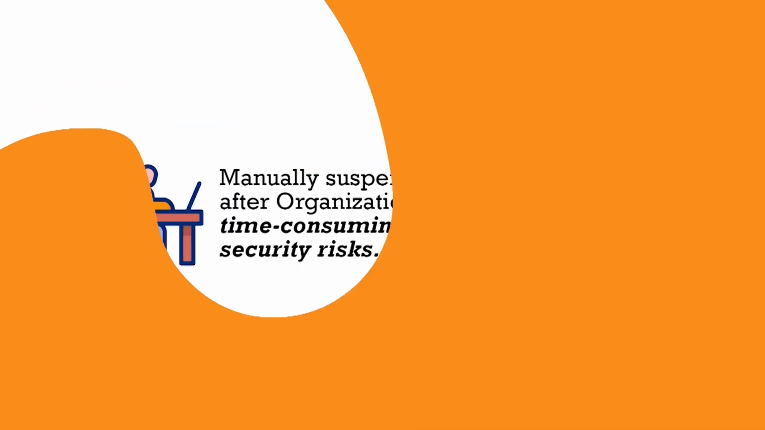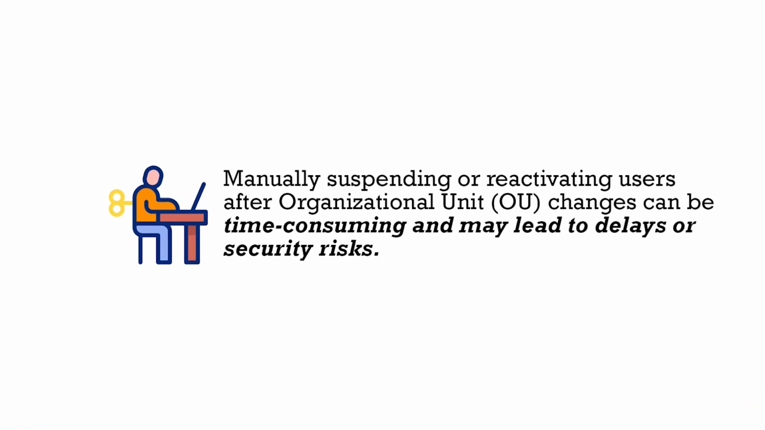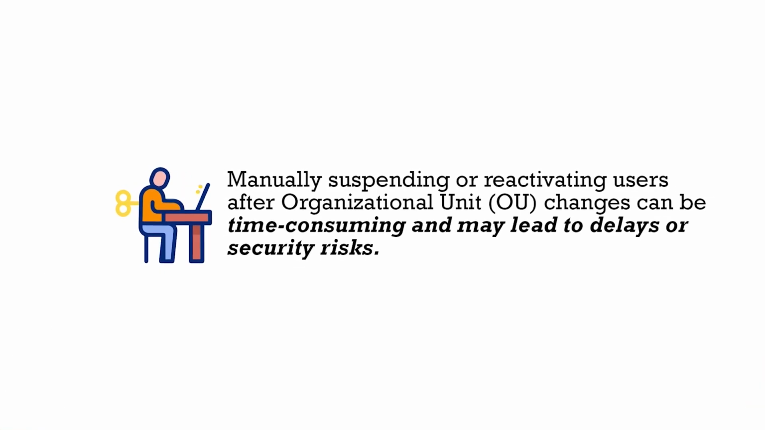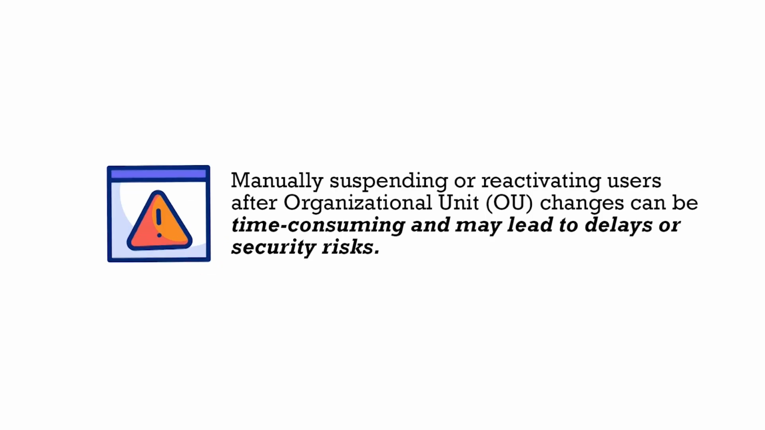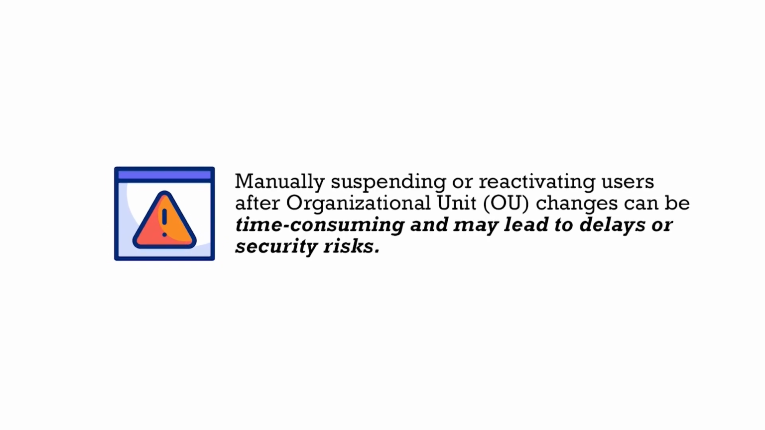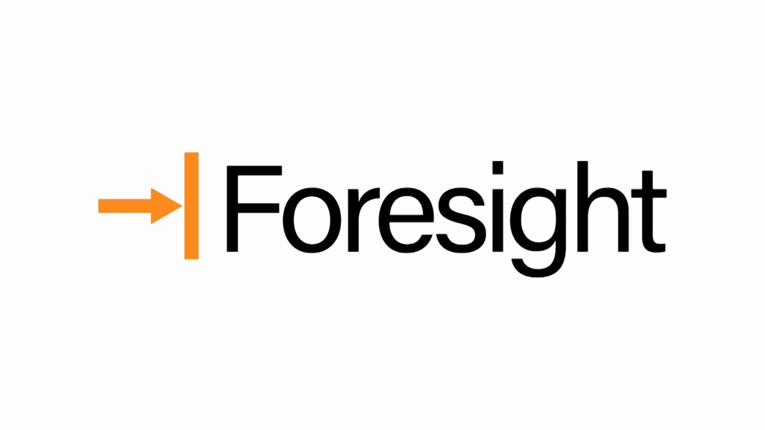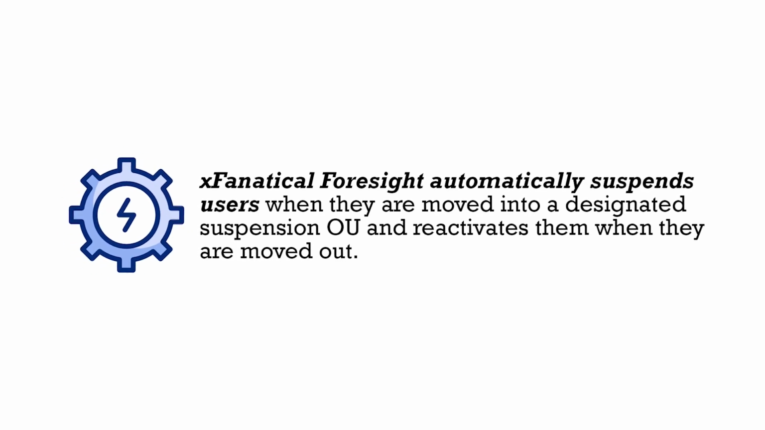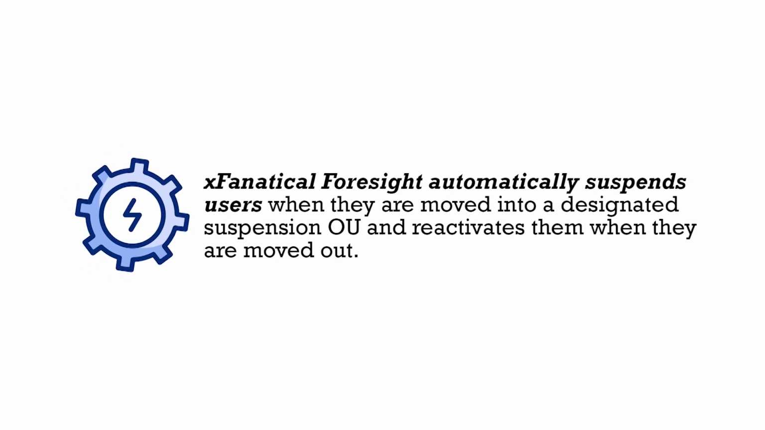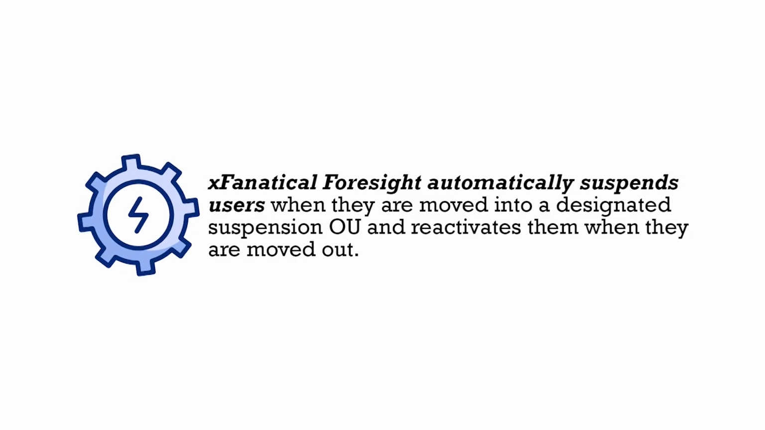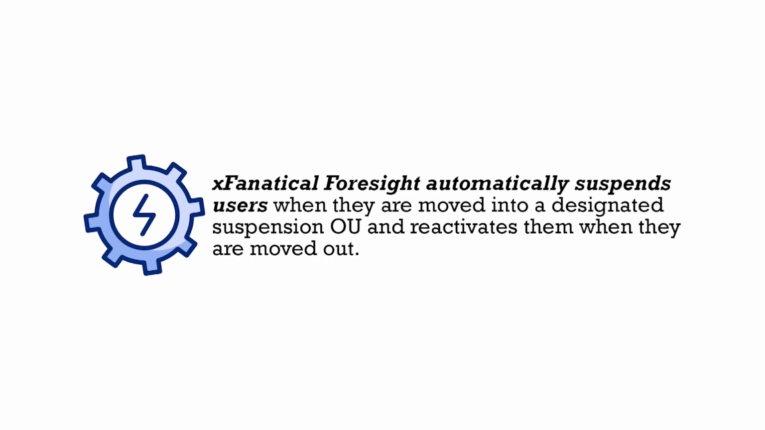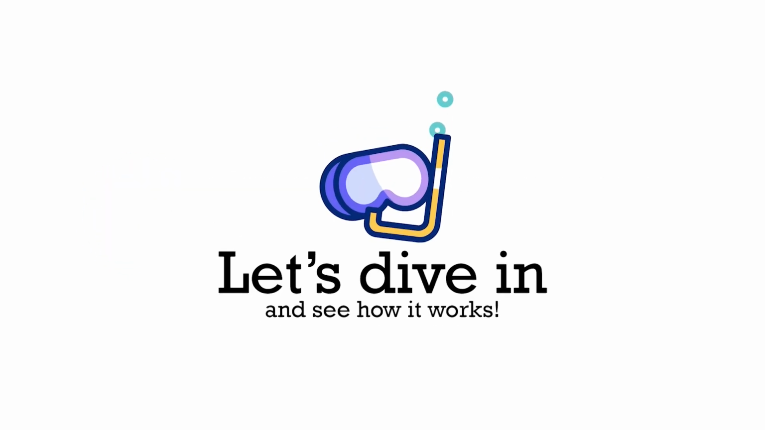Manually suspending or reactivating users after organizational unit changes can be time-consuming and may lead to delays or security risks. That's where Foresight comes in. Exponatical Foresight automatically suspends users when they are moved into a designated suspension organizational unit and reactivates them when they are moved out. Let's dive in and see how it works.